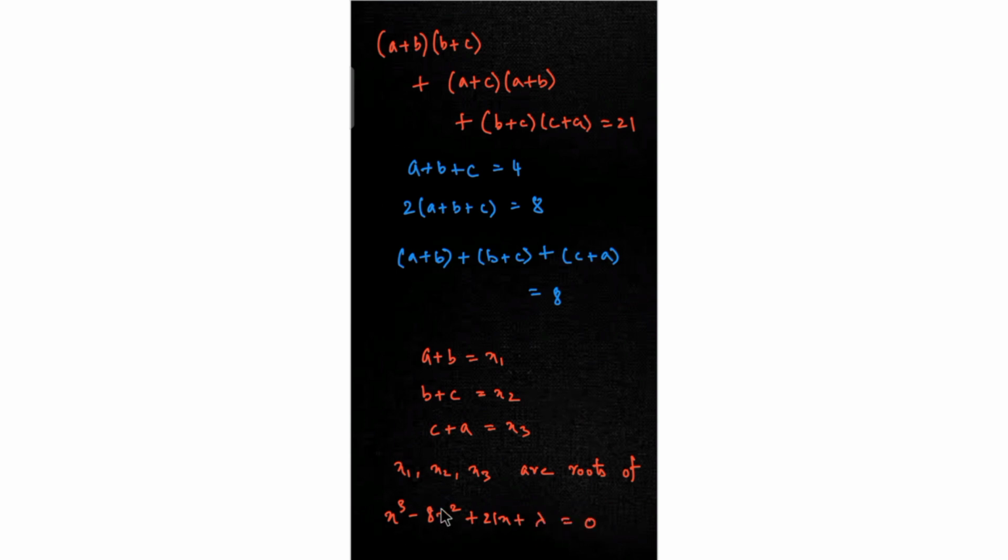So how did I come to this conclusion? Because if I assume that a plus b, b plus c, c plus a are three individual roots of this cubic equation, then the sum of all three roots is 8. That's the reason my coefficient of x square is minus 8, and taking two at a time and then adding them up, we get 21. So that's the reason my coefficient of x is 21. And what is lambda? Lambda is basically the product of all the roots, that is (a plus b) into (b plus c) into (c plus a). This is what we don't know, right? So that's the reason I have assumed this as lambda, and this is my cubic equation. So if I assume this as x1, this as x2, this as x3, then I can come to the conclusion that x1, x2, x3 are the roots of this cubic equation x cube minus 8x square plus 21x plus lambda is equal to 0. So fine.